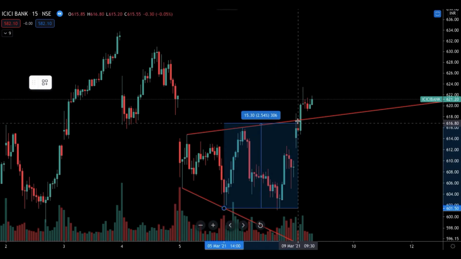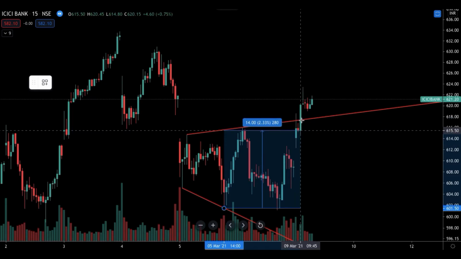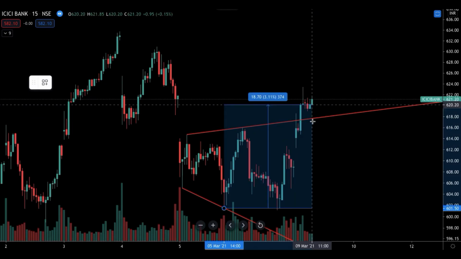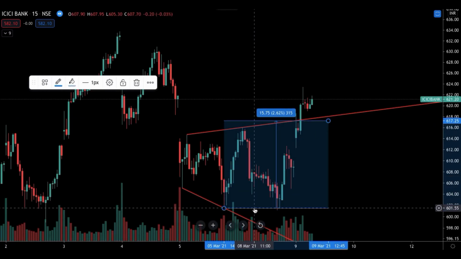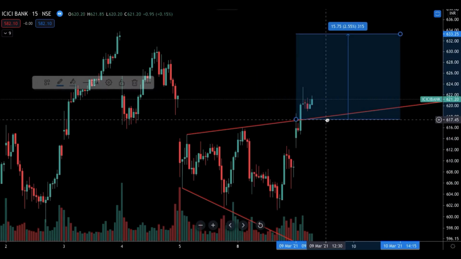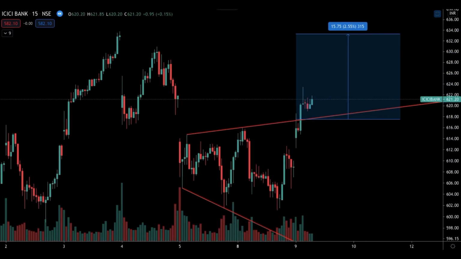Now, as per ideal situation, the profit should be 15 rupees. 15.75 rupees from here. Now let's see if we will meet our profit or not.